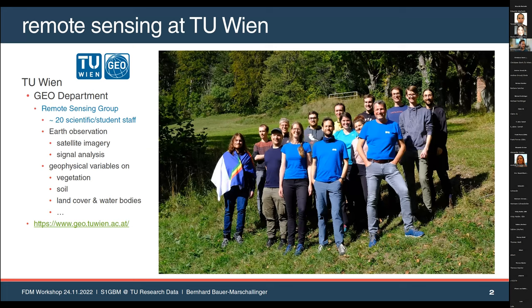So we are the Remote Sensing Group, and this is a photo from our retreat last month at Semmering. Actually, I had quite some luck with the weather, so we could go for a hike. We are about 20 scientific and student staff working on Earth observation. So we're using satellites and airplanes to look down on the Earth. And with satellite imagery and signal analysis, we derive what we call geophysical variables, like vegetation density, health, soil moisture, soil composition, land cover, water bodies, and many more of this. So we are looking down on Earth and see what's going on, what are the dynamics, what is the status.